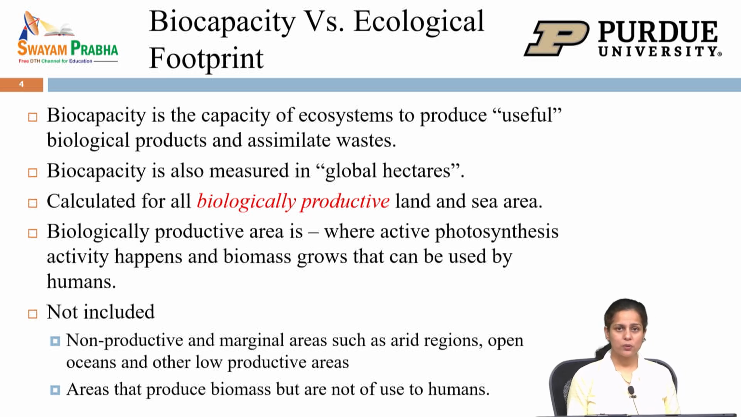When we calculate the biocapacity for our earth system, we do not include the non-productive and marginal areas such as arid regions, open oceans and other low productive areas. Any protected land that we are not going to use for the consumption or production of resources for human consumption will also go into the non-available area. Areas that produce biomass but are not of use to humans, for example, some of the dense Amazonian forest that needs to be protected, should not be calculated in biocapacity, because that has to be kept away from human activity.